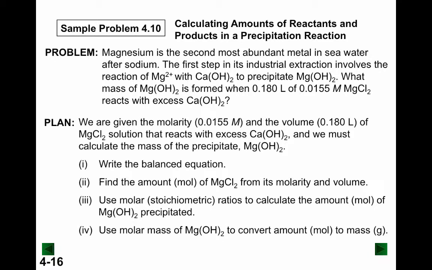First, we need to convert the chemical statement into a balanced chemical equation. Then, using the volume and molarity of magnesium chloride, we need to find the number of moles of this reactant. Once we know moles of magnesium chloride, we can use the balanced chemical equation to find moles of magnesium hydroxide, and then use the molar mass to convert moles of magnesium hydroxide to grams. That's our strategy. Now please work through this problem before moving on to the next slide.